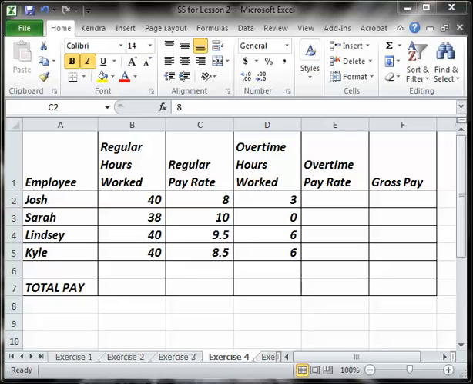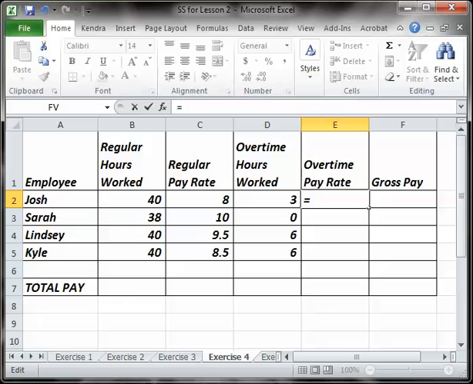He also worked 3 overtime hours, at which he's going to get paid time and a half. So to figure out what his pay rate is for time and a half, we are going to take, into our formula bar, the equal sign. We're going to take his regular pay rate and we're going to multiply it by 1.5. So for those 3 hours that he worked overtime, he's actually going to make $12.